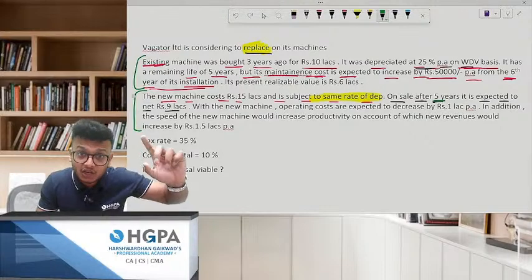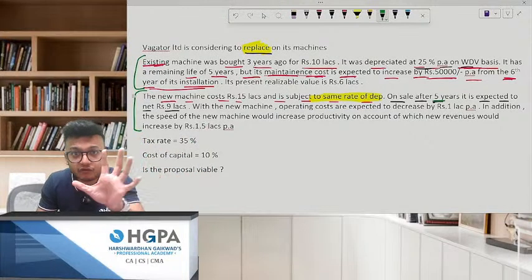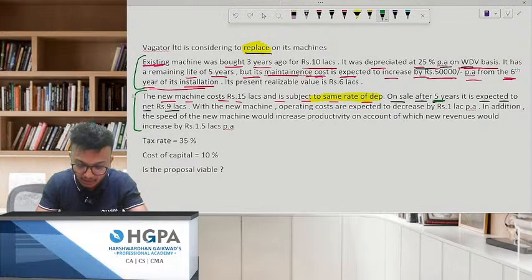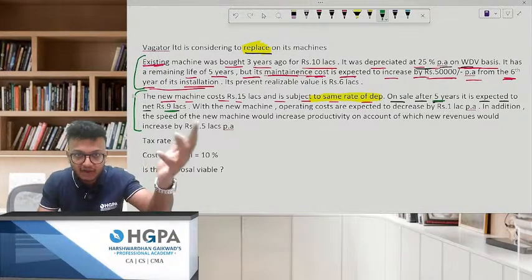So even the old machine's useful life, the remaining life was 5 years, even this. So we have to make a table of 5 years. Yes, that is exactly correct. Now, this 9 lakhs is the scrap value of the new machine. So after 5 years, you get 9 lakh rupees.